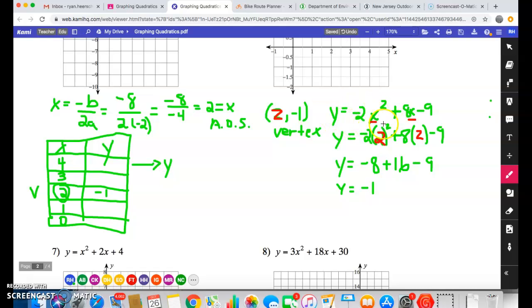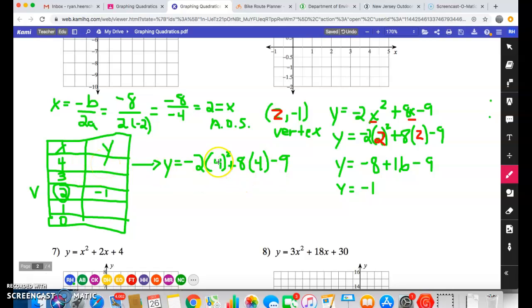And again, if I look back over here, it's negative 2x squared plus 8x minus 9. And we plug this in with that 4. So here we go, negative 2x squared, which is 4 squared, plus 8x. Again, that x gets replaced by a 4 and minus 9. So if I simplify that, we'll get this y value.